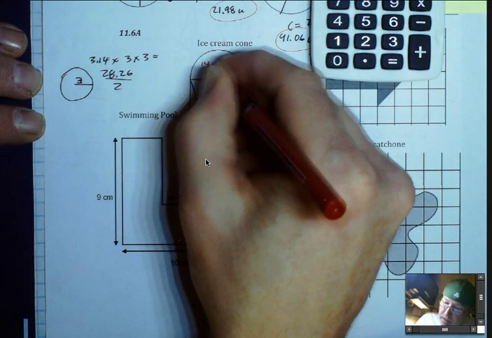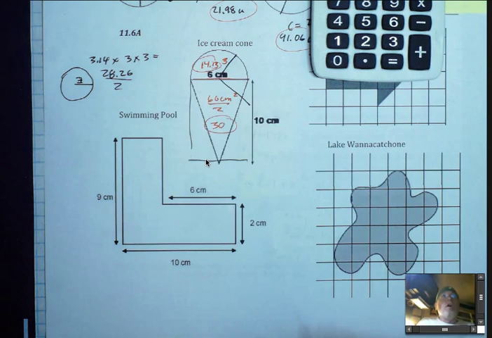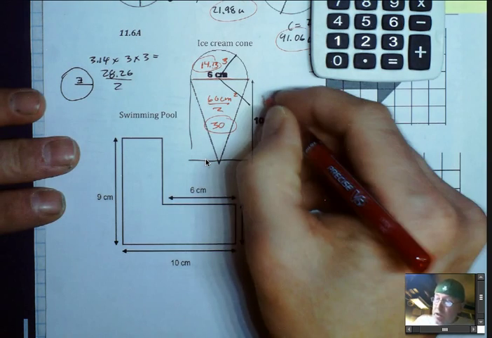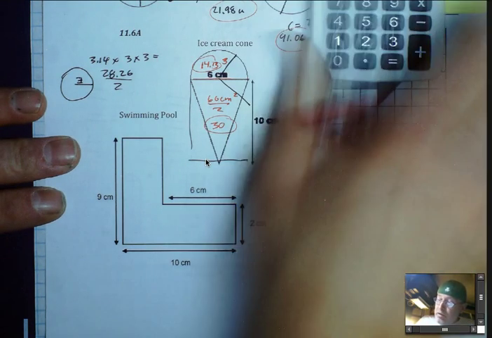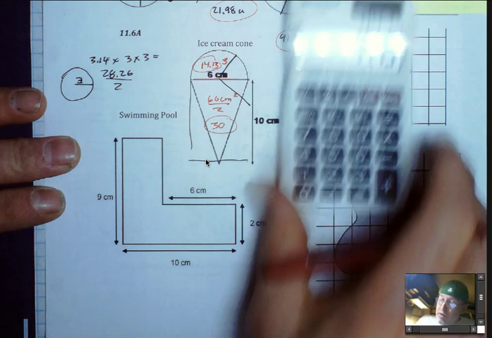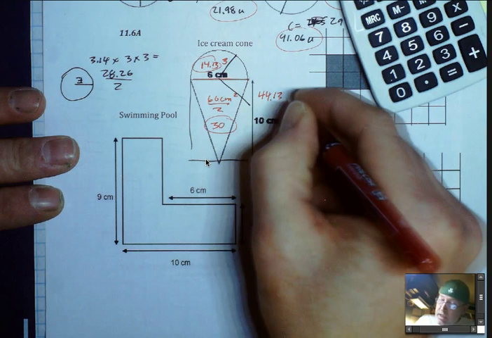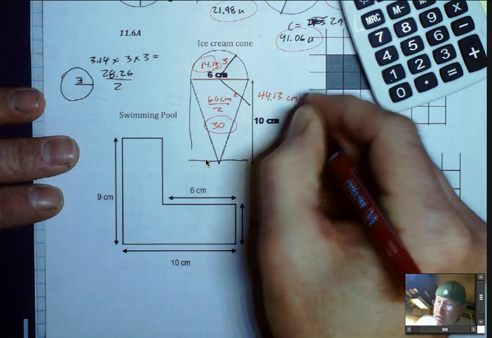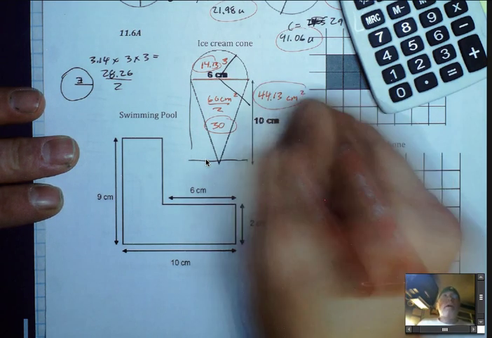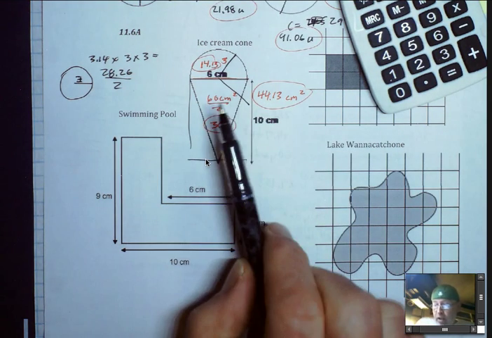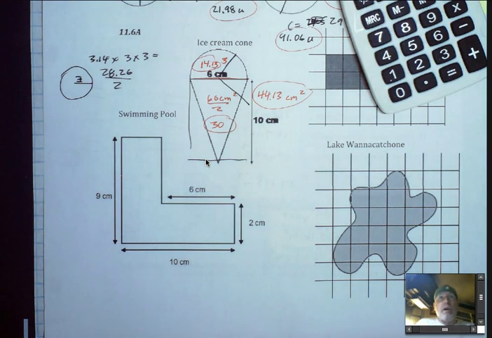I'll write that up here, 14.13, and circle it. So our answer is going to be 14.13 plus 30. I'll just add it in here, add 30. We're going to get 44.13. So it would be 44.13 centimeters squared, because we're talking about area. Okay? Remember, I see a triangle and I see half of a circle. Remember how I kept saying that to you?